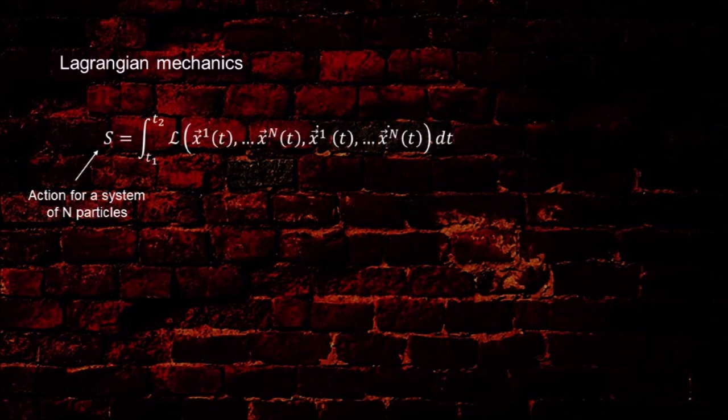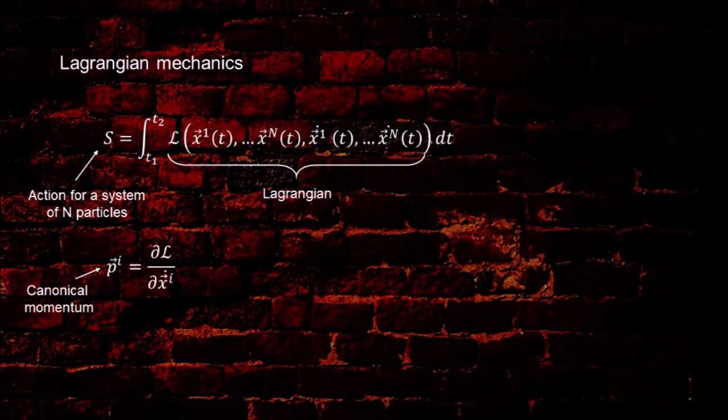So, how do we go about constructing a field theory? We can look to Lagrangian mechanics for inspiration. In the Lagrangian approach, we write down an action, S, which is some functional of the system variables, where L is called the Lagrangian. The Lagrangian is a function of the system variables and their time derivatives. In the canonical formalism of classical mechanics, we define a canonical momentum p for the ith particle as the partial derivative of the Lagrangian with respect to x_i dot.